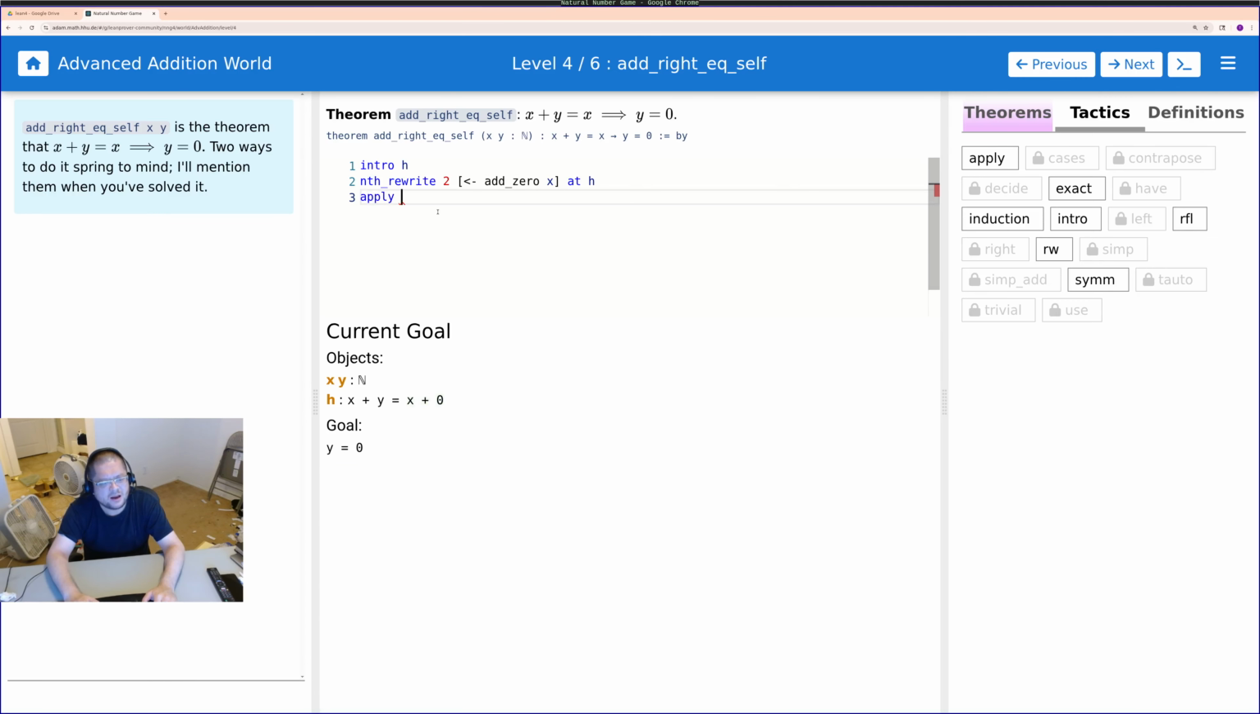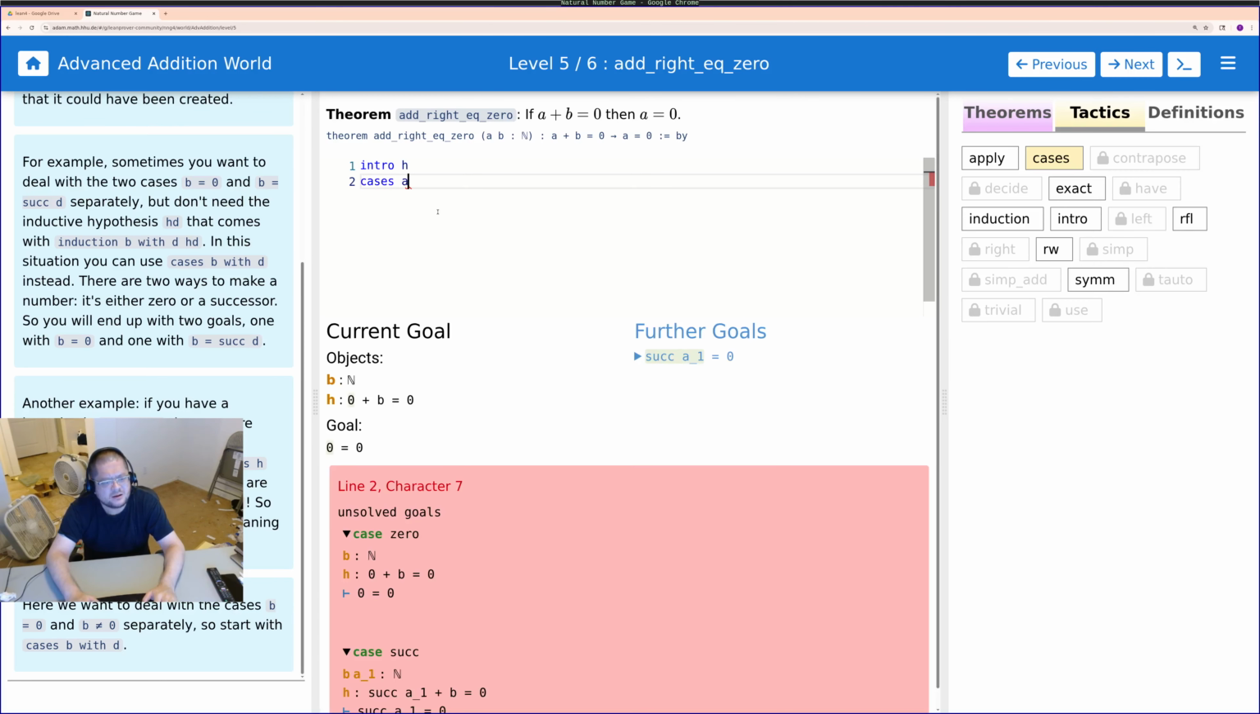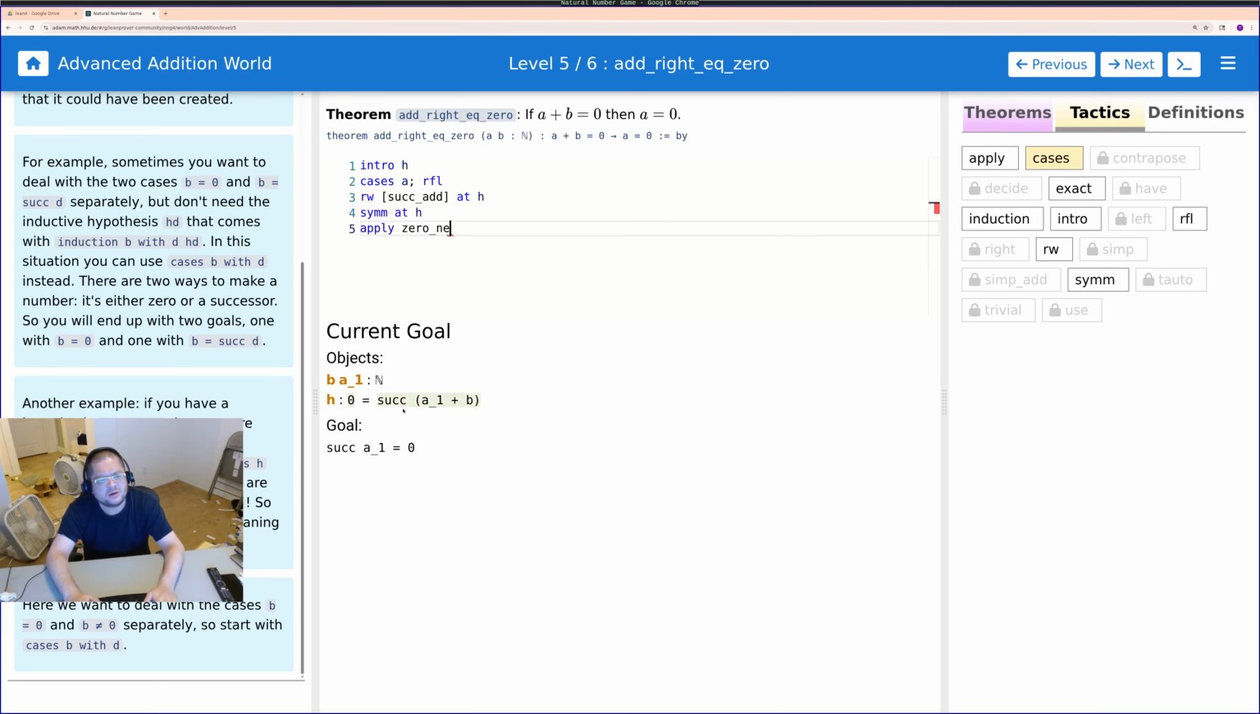Add right equal 0. Probably just cases on A here. And we want to get a contradiction out of that term there. So we want to do rewrite successor add at h, simp at h, apply 0 not equal to successor at h, exact false dot elim h.